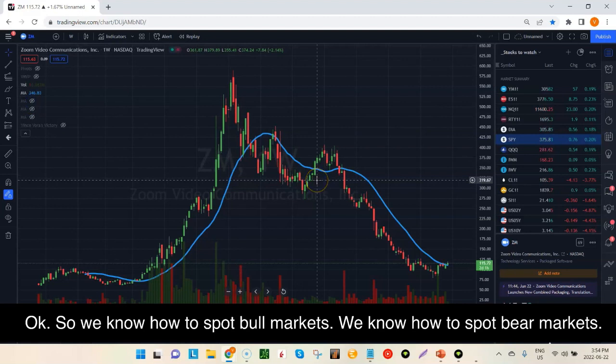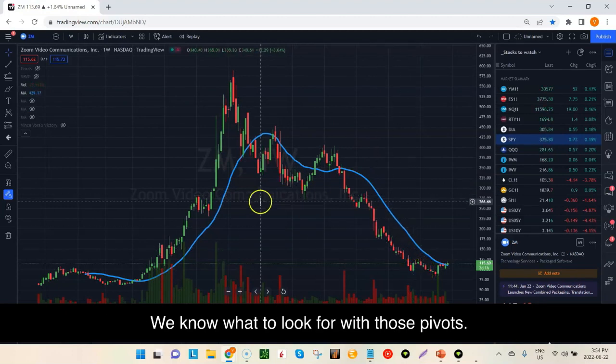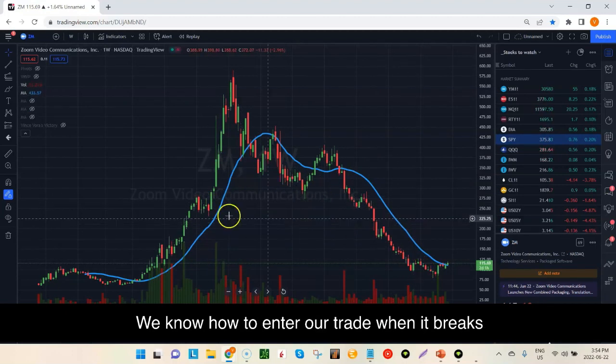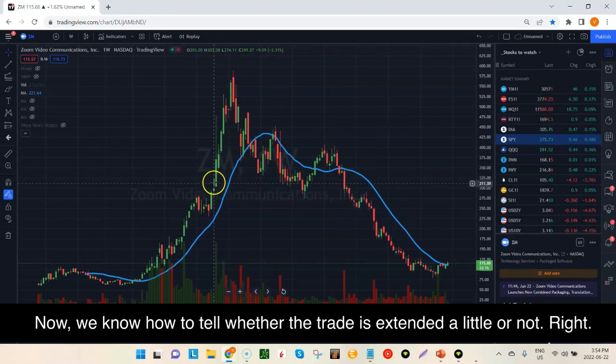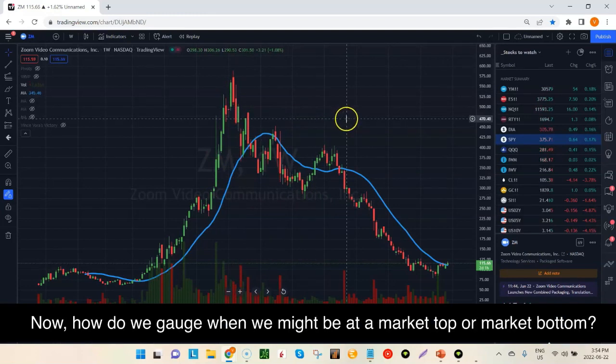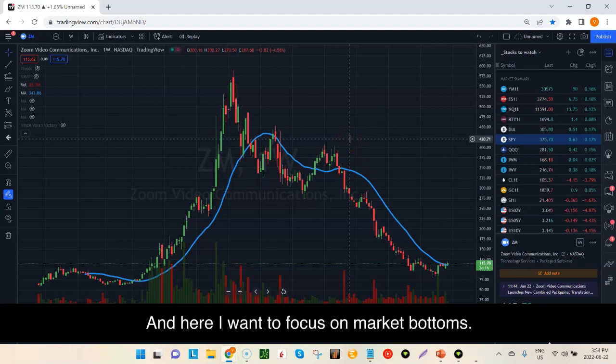Okay, so we know how to spot bull markets. We know how to spot bear markets. We know what to look for with those pivots. We know how to enter our trade when it breaks out to new highs or new lows, etc. Now we know how to tell whether the trade is extended a little or not, right? Now, how do we gauge when we might be at a market top or market bottom? And here I want to focus on market bottoms.